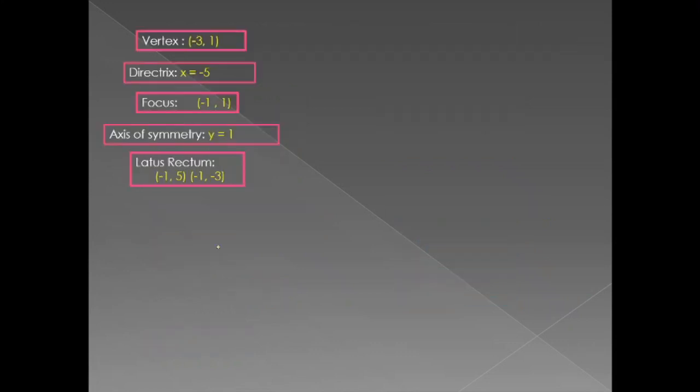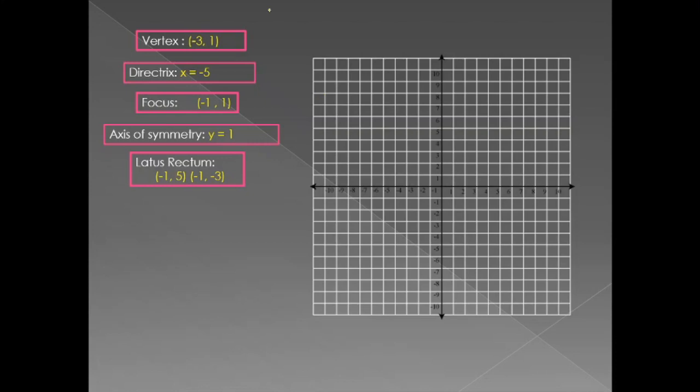Okay, next, kailangan naman natin siyang i-graph. So ito yung mga nakuha natin kanina. So this is the Cartesian plane. So for the vertex, negative 3, 1, plot na po natin siya. Negative 3, 1. So andito po. So our x is negative 3 and y positive 1.